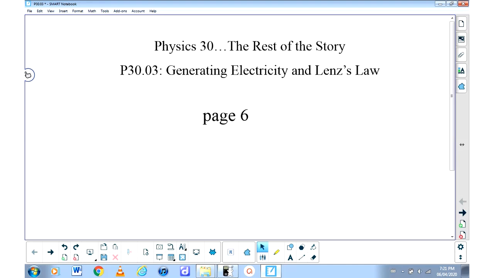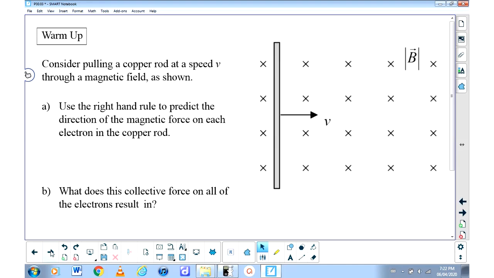Good morning, everyone. We're looking today at lesson 30.03, which is called Generating Electricity, and also we're going to study something called Lenz's Law. This is on page 6, I believe, of your lesson handout, and we're going to start off with something that's a little bit different.